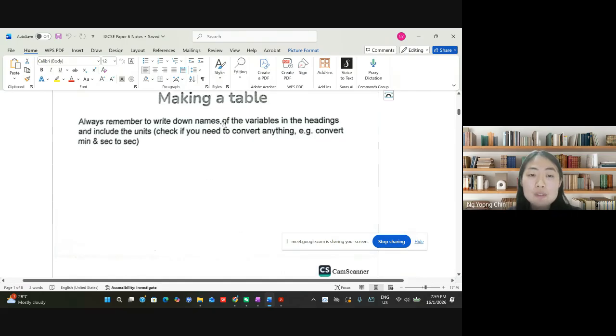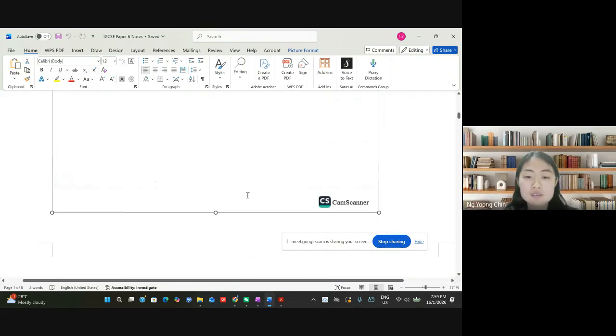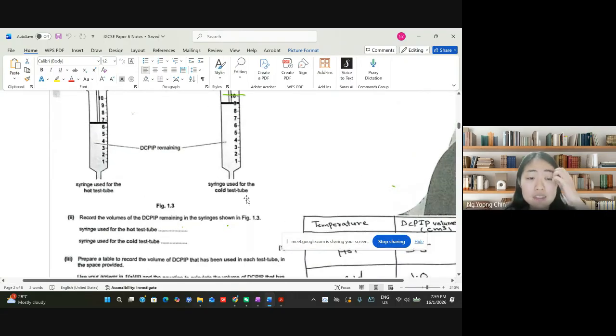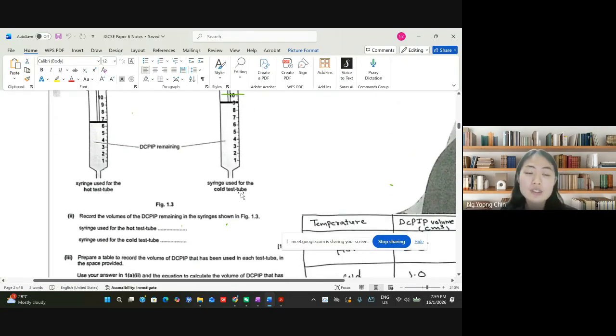So when you want to deal with units, sometimes the question gives the title in minutes, but in the table they ask you to write the answer in seconds. So you need to convert the unit to seconds. They will give you some of these measurement units.